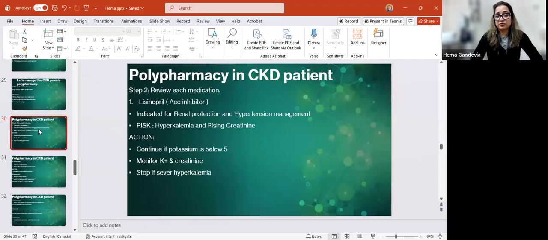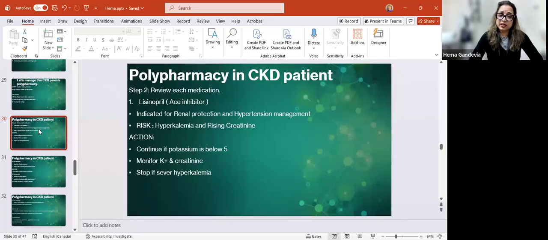Step 2, let's start reviewing drug by drug. We start with lisinopril, which is your ACE inhibitor. What's the need for this medication? It's for hypertension management and also for renal protection because he's diabetic too. The risks of using ACE inhibitors: you've got hyperkalemia and its effect on creatinine levels. It could elevate it to a certain extent.